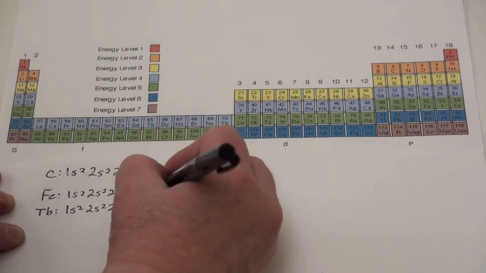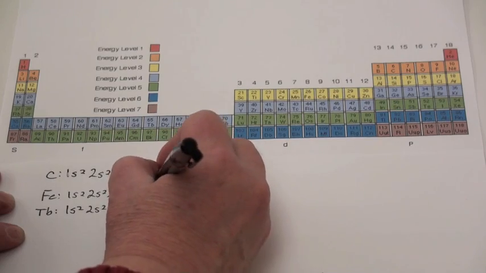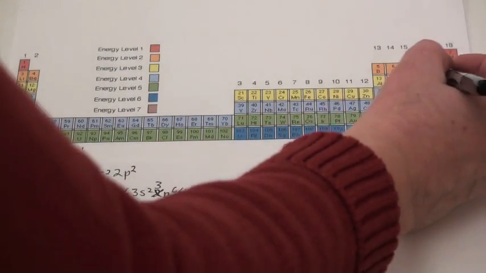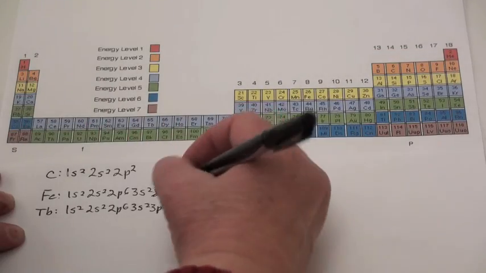I'm going to stop for a second. I made a mistake on iron. Can you change that to 3p6, please? Okay, back down to terbium. So 3p6. And then down here, 4s2.